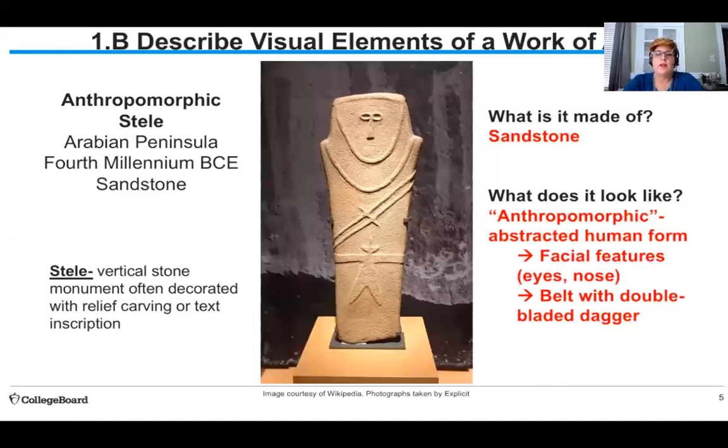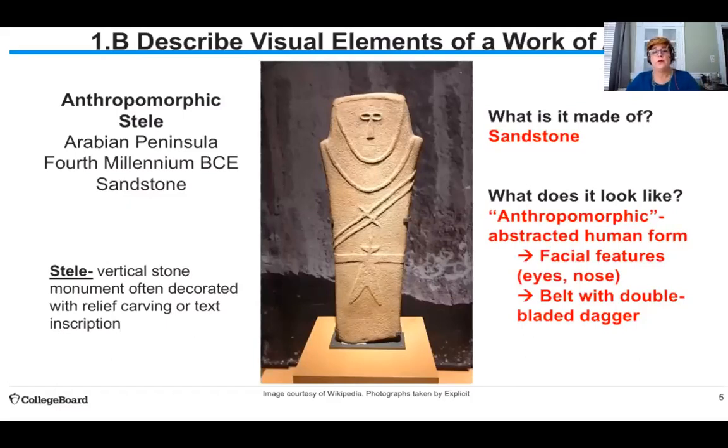This is what we call an anthropomorphic stele. How you pronounce it might even be regional to where you live in the world. I call it a stele. So this is a vertical stone monument. You've got a couple of these in the image set. You're going to see the stele of Hammurabi in Unit 2. You're also going to see a grave stele from Greece in Unit 2. So basically, it's a vertical stone with some sort of carving on it, relief carving. It may have some sort of text inscription.